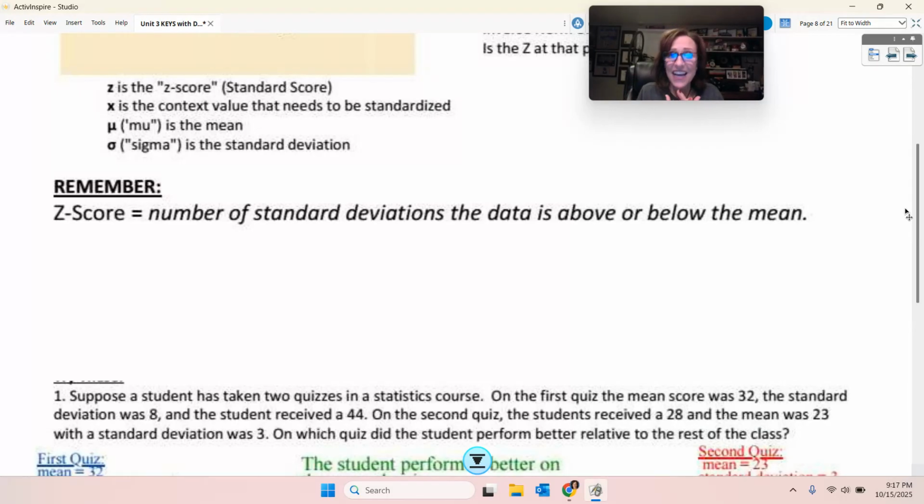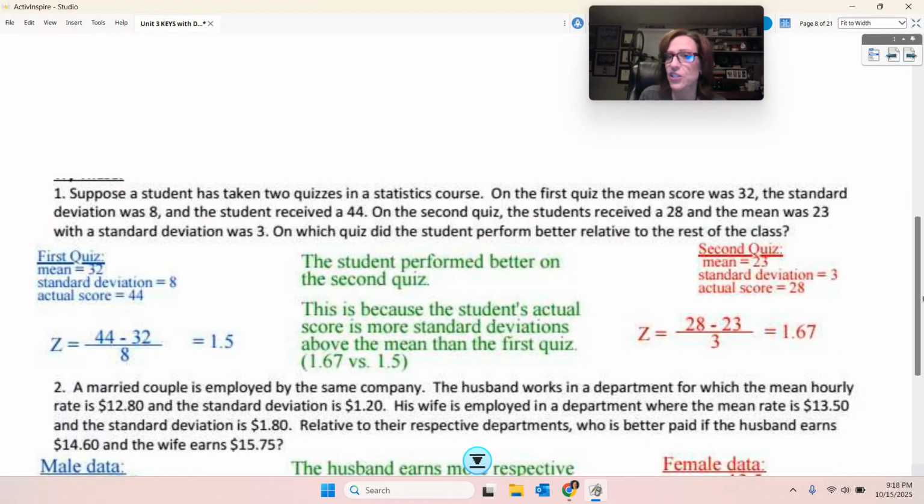So what that allows us to do, and this is huge, is compare totally separate concepts to see how they compare relative to their own type of item. For example, let's take a look here, and I'm going to cover up the answers for a second.